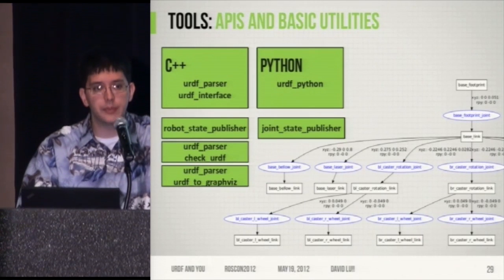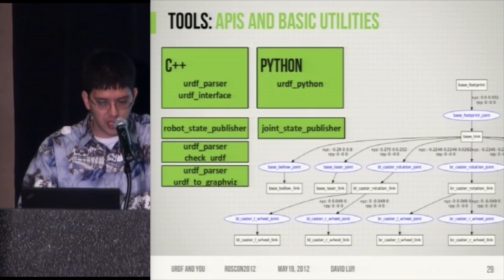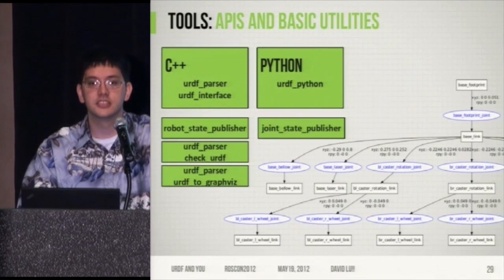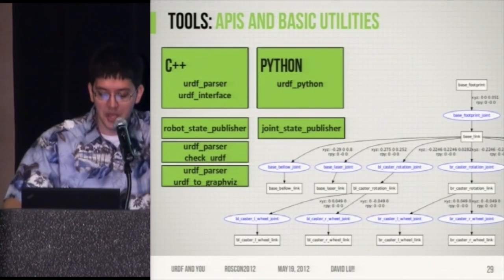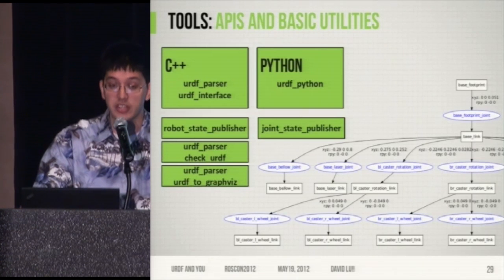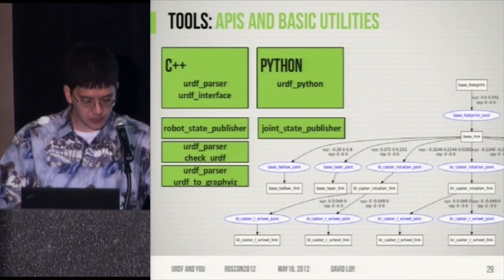And then there's also a Python API being developed partially by myself and also by Kelsey Hawkins and Thomas Moulard. Are you guys here? Okay. Well, they're helping too. My version is called URDF Python, and it's used to implement Joint State Publisher and some other tools.